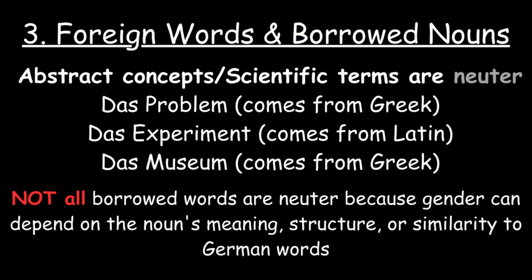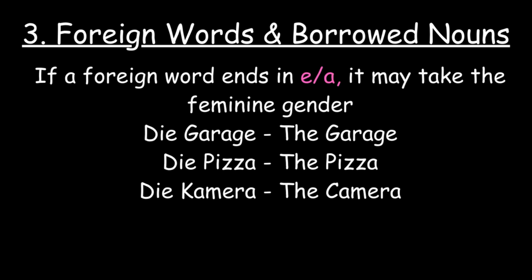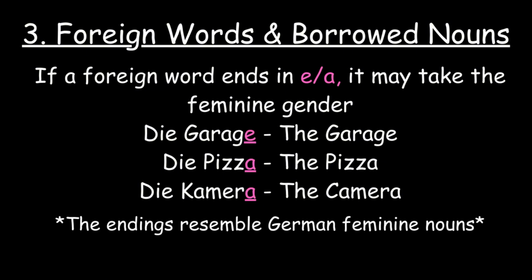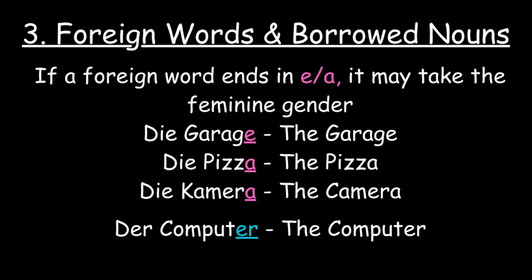Still, not all borrowed words are neuter, because gender can depend on the noun's meaning, structure, or similarity to German words. If a foreign word ends in e or a, it may take the feminine gender, like die Garage, die Pizza, die Kamera. These nouns are feminine because their endings resemble German feminine nouns. Another exception is der Computer, and it's masculine because it's perceived as a device or tool.